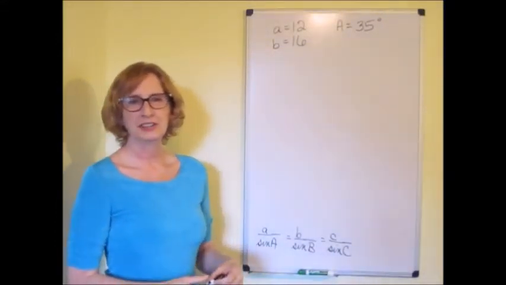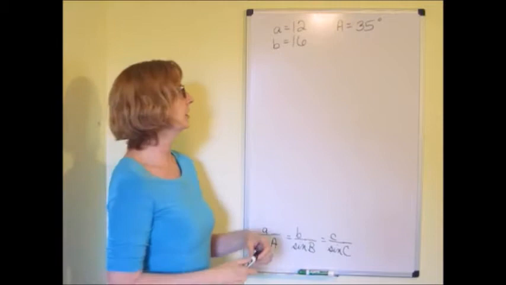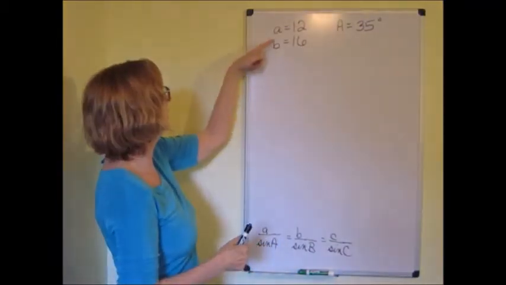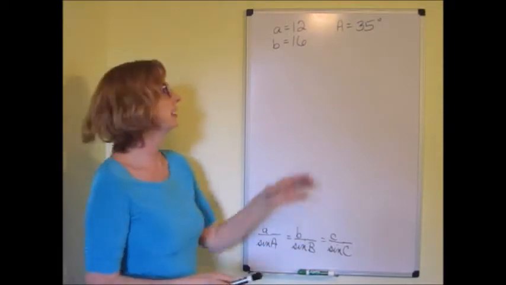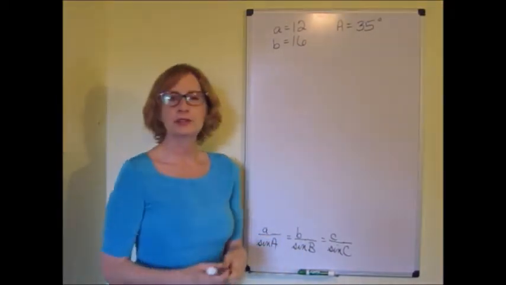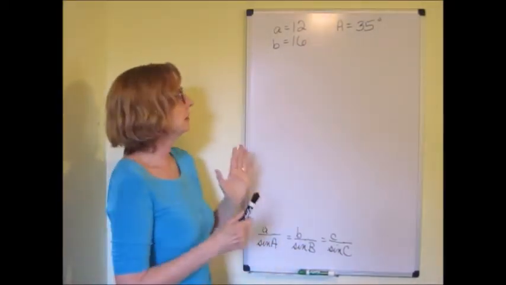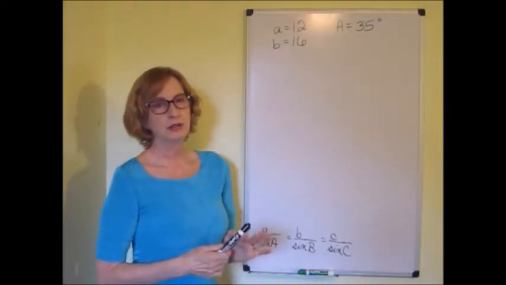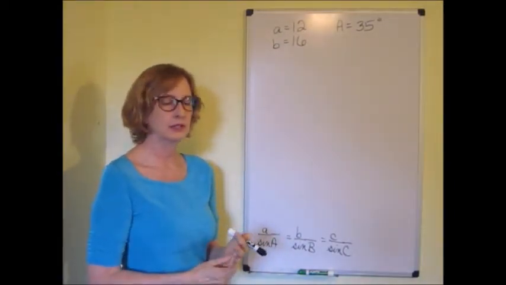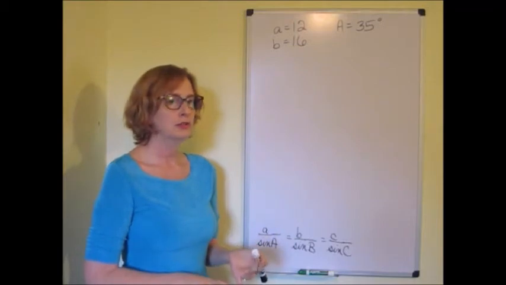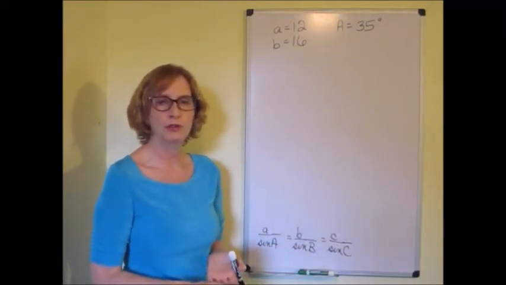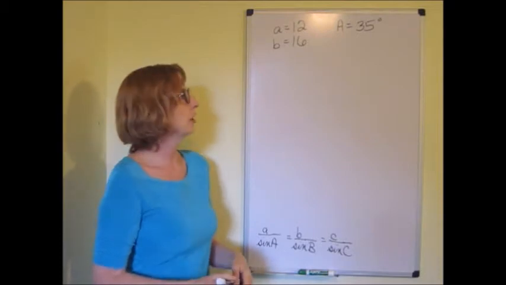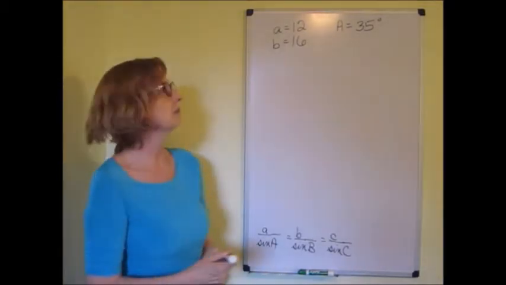Alright, here's our last problem for this little video. We're going to have side A is 12, side B is 16, and we have one angle. Angle A is 35 degrees. So here again, if you're given one angle, there's that possibility that you can get one triangle, you can get 0 triangles like the previous problem, or you can get 2 triangles. So let's see what we've got.